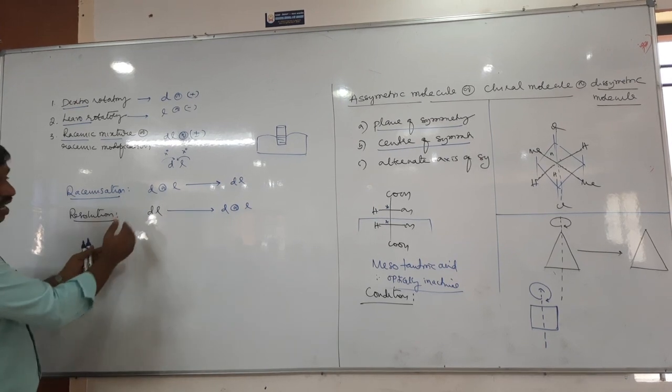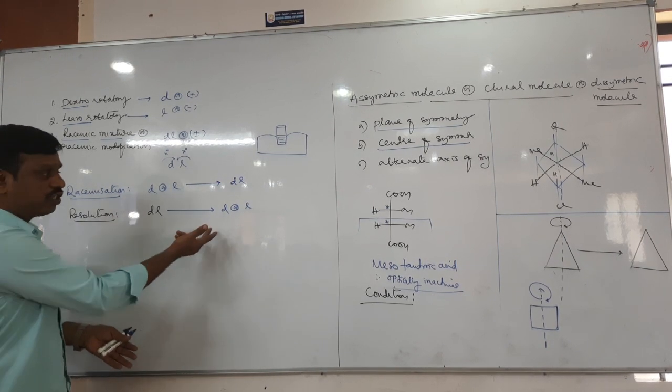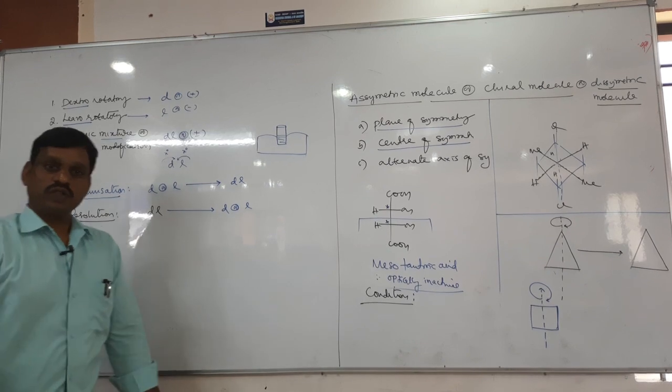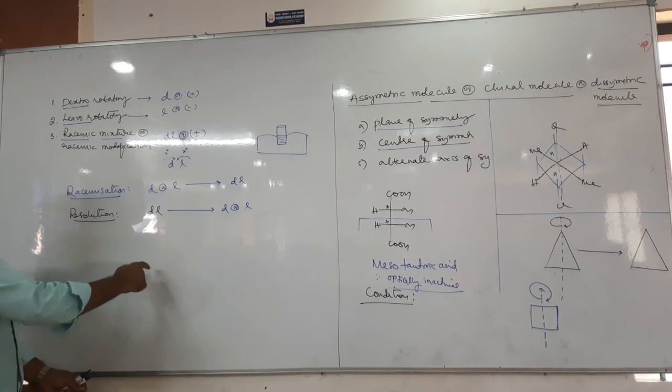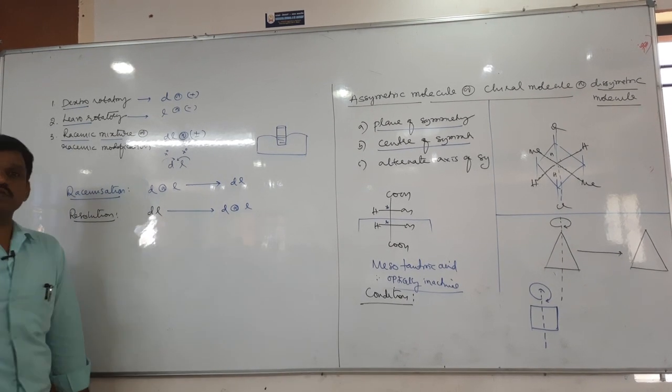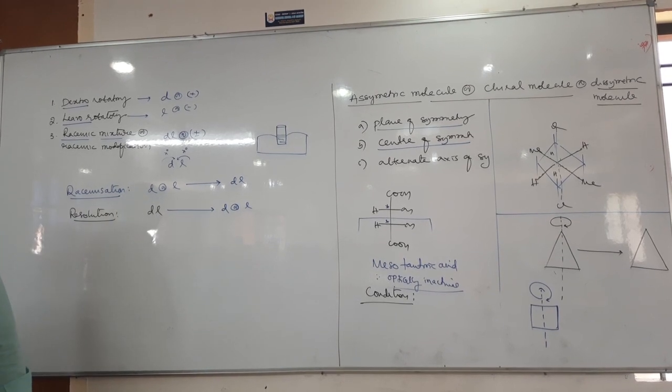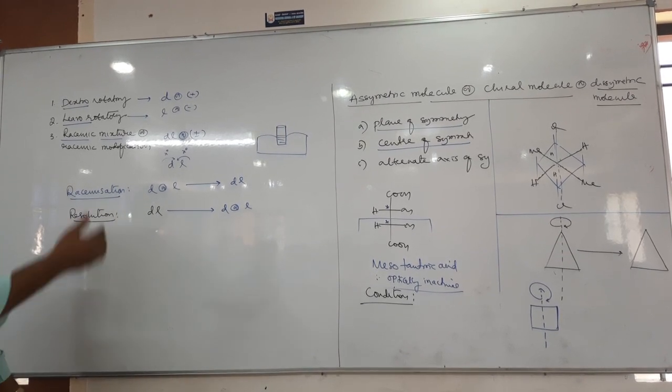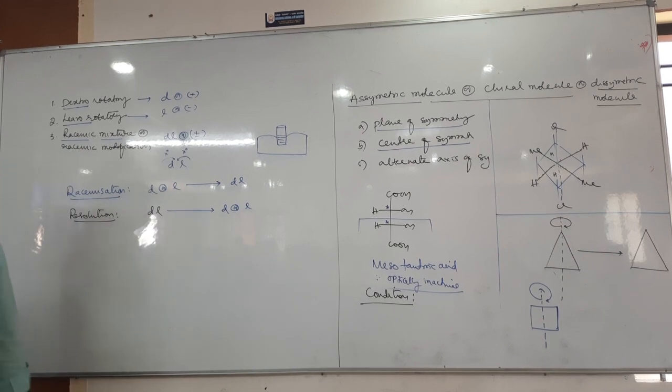If you separate D and L, each is optically active. D is optically active, L is optically active. So therefore the separation of D and L from the racemic mixture is called resolution. Okay. So next we have enantiomer and diastereomer.